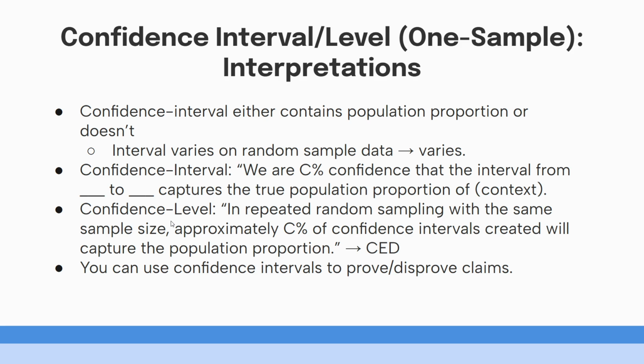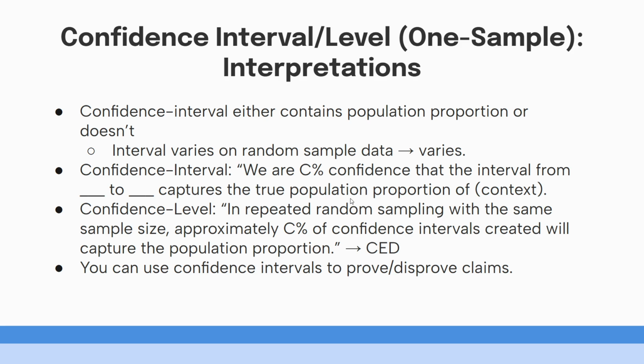Then the confidence level you interpret as in repeated random sampling. So if you repeatedly random sample with the same sample size, in our problem let's say 500, and let's say our confidence level is 95%, then approximately 95% of the confidence intervals that we construct based on the samples we get will capture the population proportion. And this is as defined in the CED.